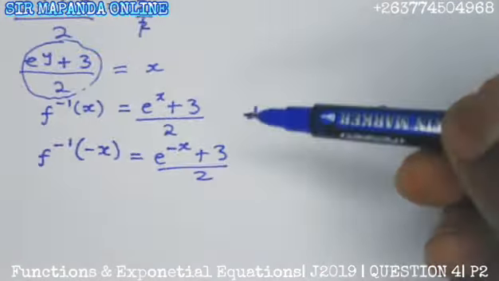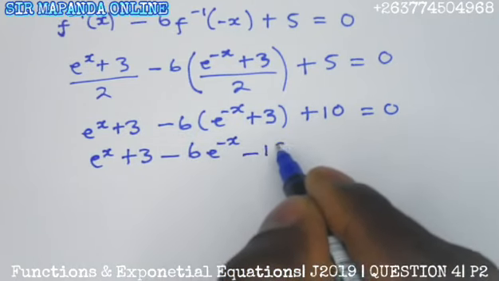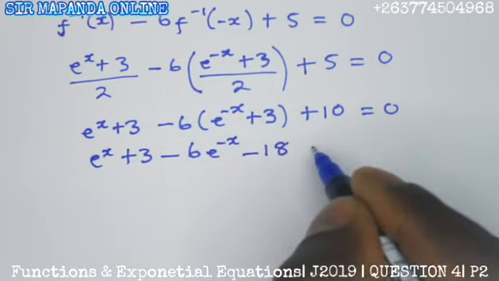So the LCM is 2. We need to multiply each and every term both sides by 2. You'll be left with e to the power of x plus 3, right? Minus 6, open bracket, e to the power of minus x plus 3. Then here you get 10. Then you equate this to 0. Right. Expanding this bracket, you get e to the power of x plus 3 minus 6 e to the power of minus x minus 18 plus 10 is equals to 0.